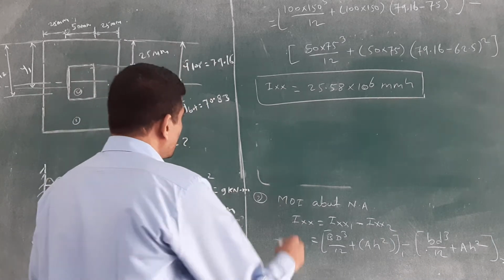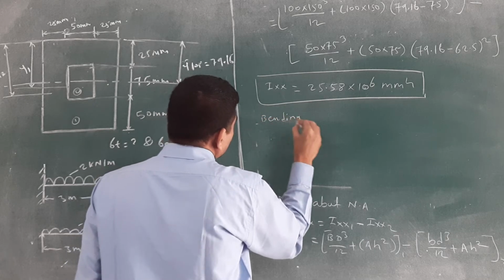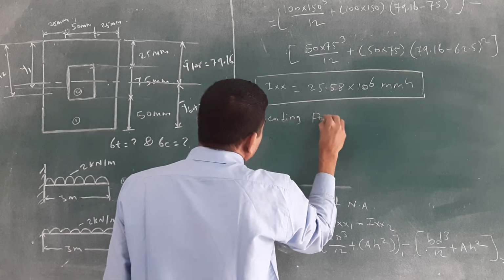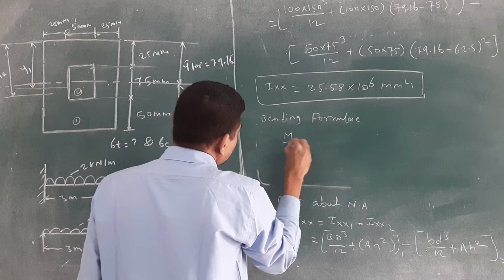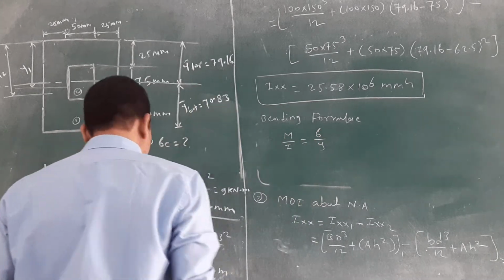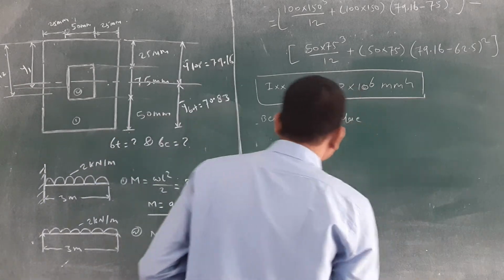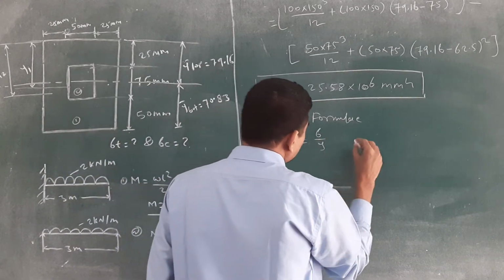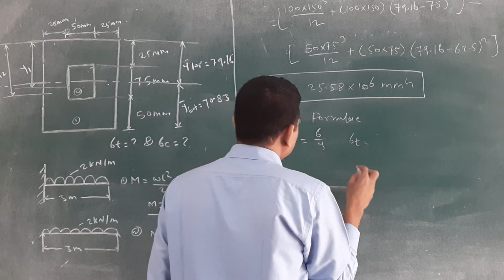Okay, then we know the bending formula, right? We want to calculate the bending stress, sigma T and sigma C. What is the bending formula? M by I is equal to sigma by y. We want to calculate the sigma. To calculate that sigma, M by I is equal to sigma by y. I will write here for the sigma T. Sigma T is tension.